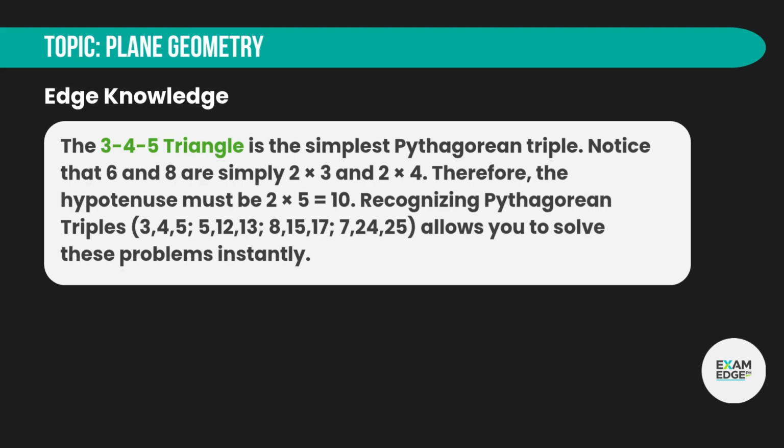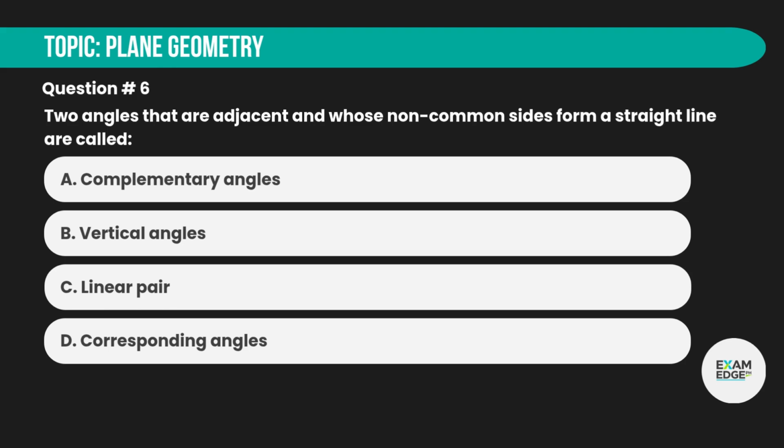Edge knowledge. The 3, 4, 5 triangle is the simplest Pythagorean triple. Notice that 6 and 8 are simply 2 times 3 and 2 times 4. Therefore, the hypotenuse must be 2 times 5 equals 10. Recognizing Pythagorean triples, 3, 4, 5; 5, 12, 13; 8, 15, 17; 7, 24, 25, allows you to solve these problems instantly. Question number 6.